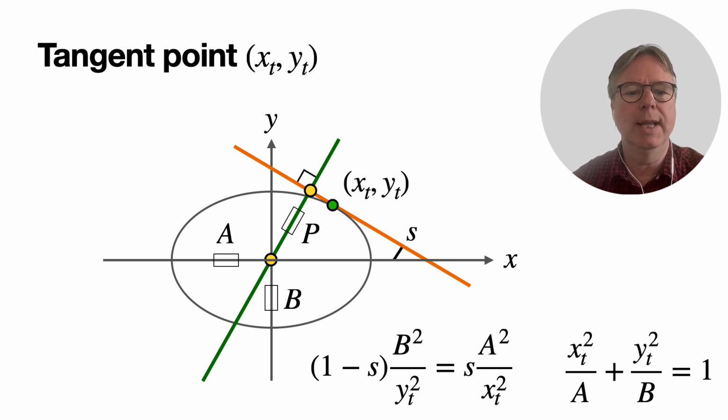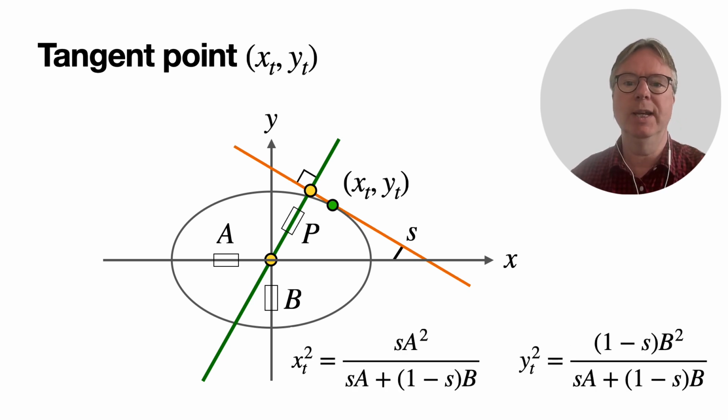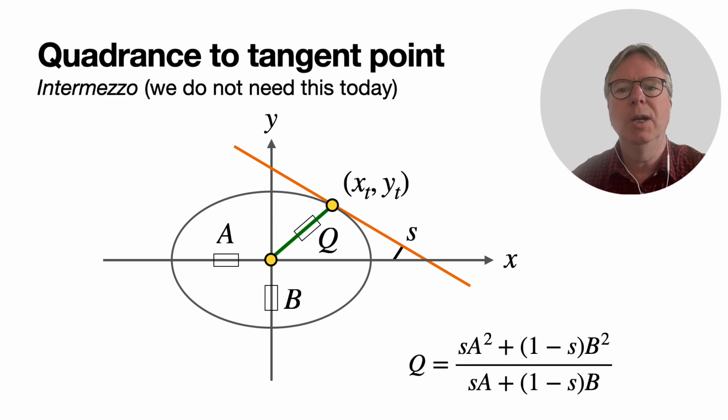And the next step is reminding ourselves that our tangent point also is on the ellipse, so we can use the equation on the bottom right. Put that all together, and now we get expressions for xt squared and yt squared, and that turns out to be useful. Let me do a side remark that we can also find the quadrance between the origin and the tangent point, and that's this nice expression here. We're not going to use it today, but I thought it was a nice intermezzo.